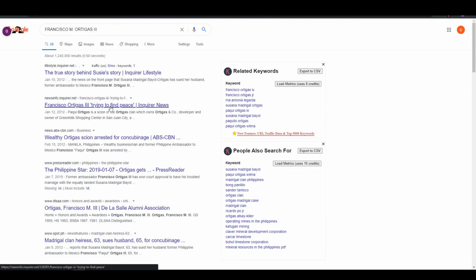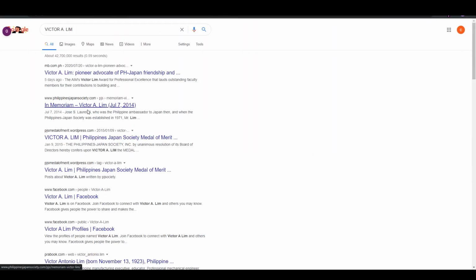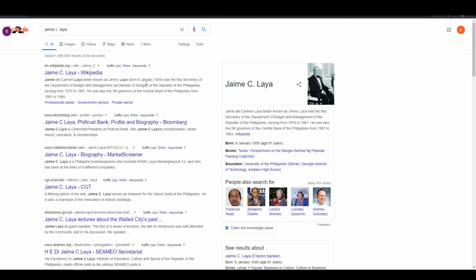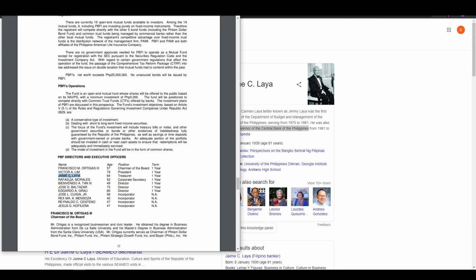So Francisco M. Ortigas III, Victor Lim. That's not him. Victor Lim. He seems to be with the Japanese. Jamie Laya. Okay, Jamie C. Laya. Secretary of the Budget. Okay, so he's like smart guy. Central Bank. 1939, 1975, 1981. Okay, let's look at Buenvenido. Buenvenido A. Tan.